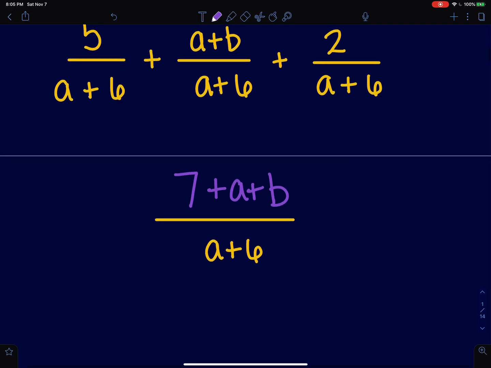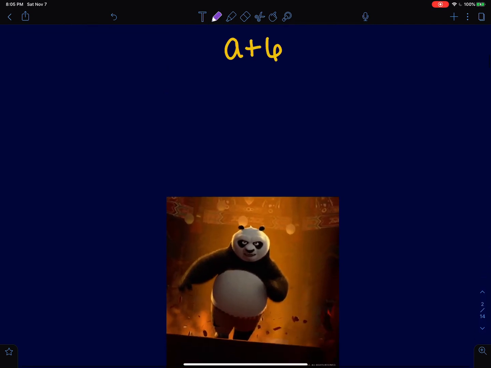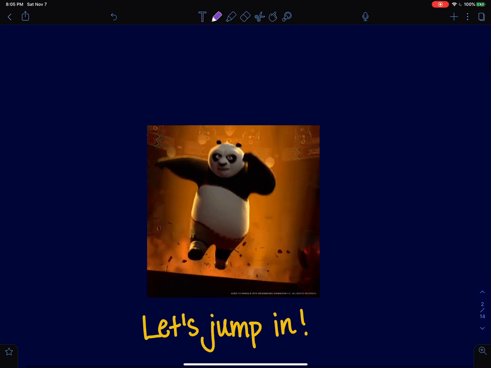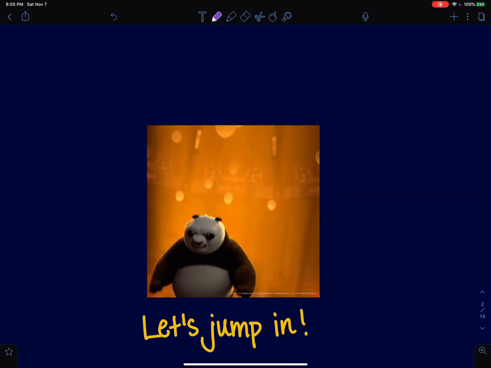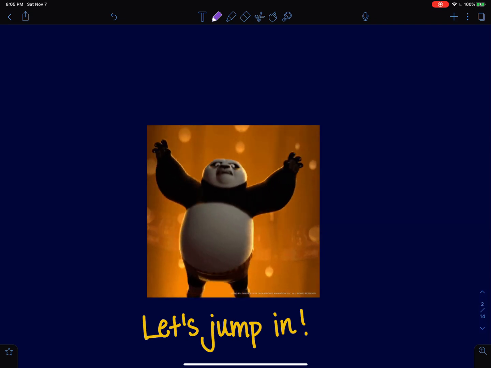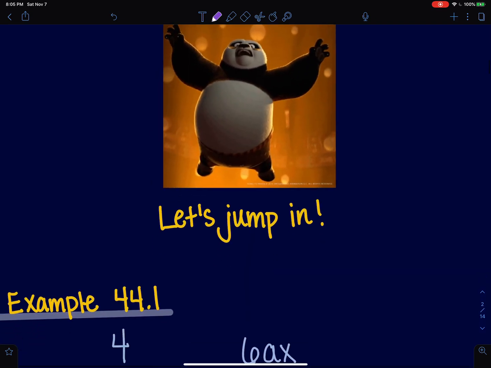So we see that when the denominators are the same, you can just add the numerators and record the sum over a single denominator. So we are going to jump right in to the examples now. Isn't that inspiring? We're just going to jump right in.